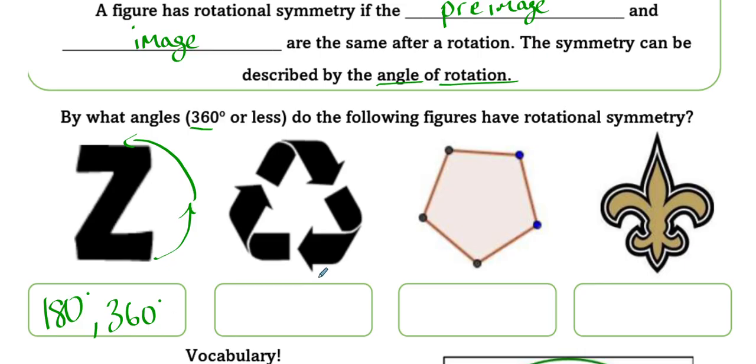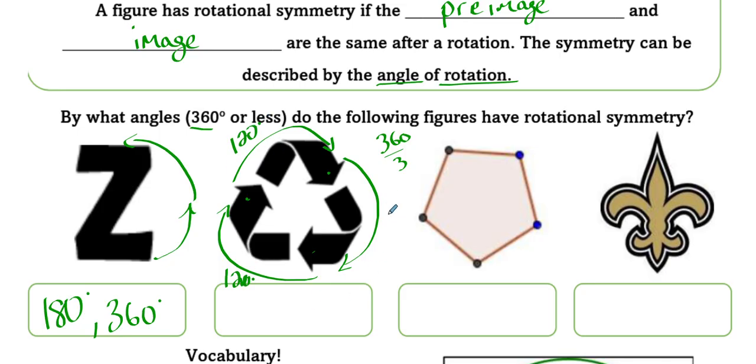The recycling symbol. I'm going to just go with the arrows. From there to there, then there to there, then there to there. That would be 3 rotations, 3 even rotations to create 360 degrees. 360 divided by 3 equal rotations means we can rotate it 120 degrees, and then another 120 degrees, and then obviously another 120 to end up with the exact same shape. So 120, 240, or 360.